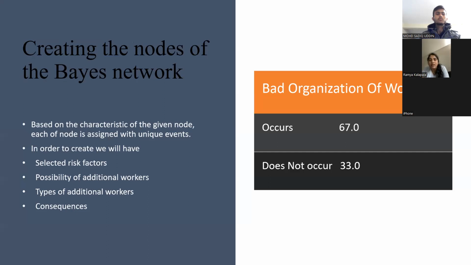Going to the next slide, we are going to see how to create the nodes of the Bayes network. Based on the characteristics of the particular node, each node is assigned some particular unique events. In order to create that kind of events, we have these 4 factors as the main ones: selected risk factors, possibility of additional workers, the type of additional workers, and their consequences. In this, we can see the possible probability scenario of the bad organization of workers here in the figure, where the probability of the situation occurring and not occurring can be seen here.